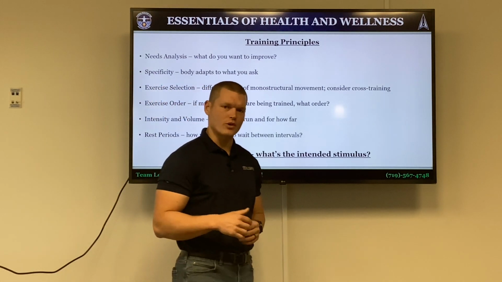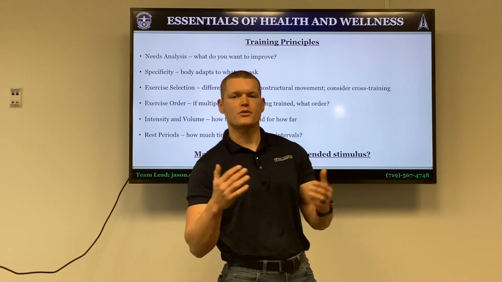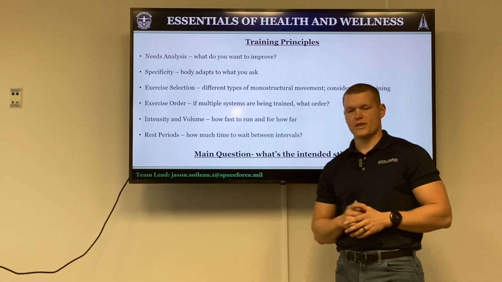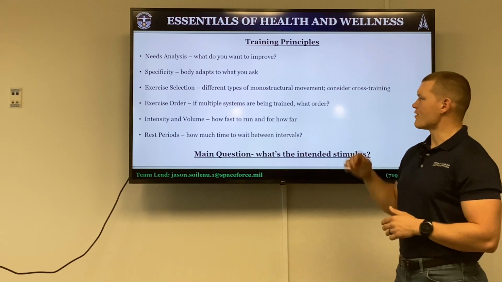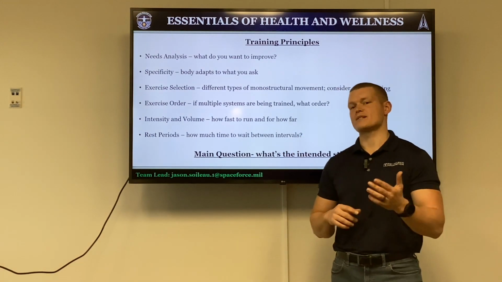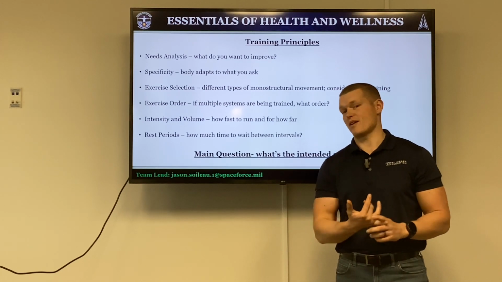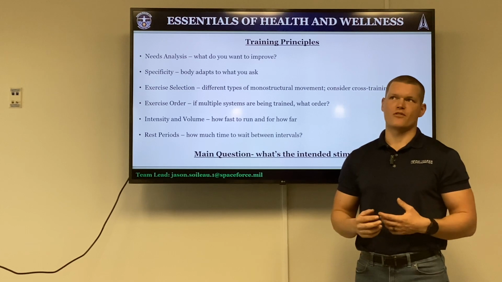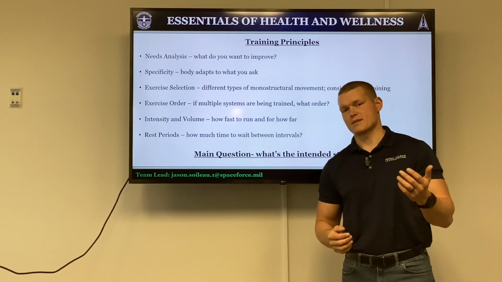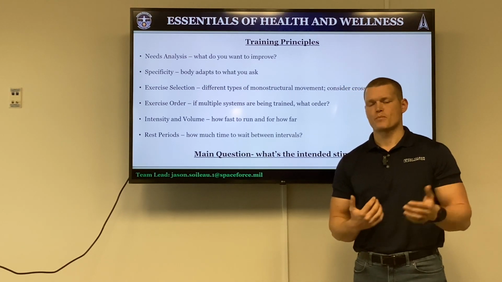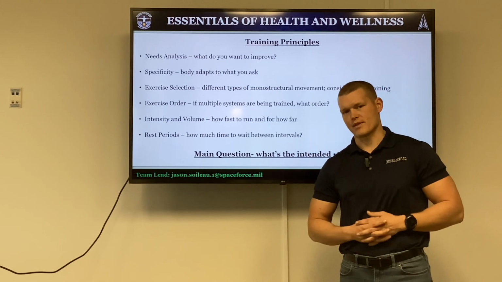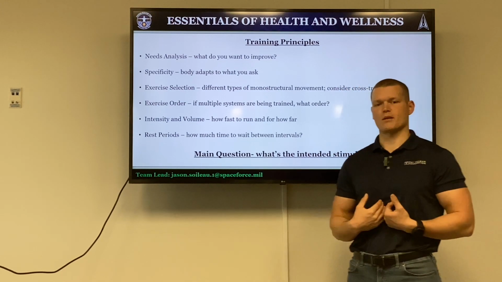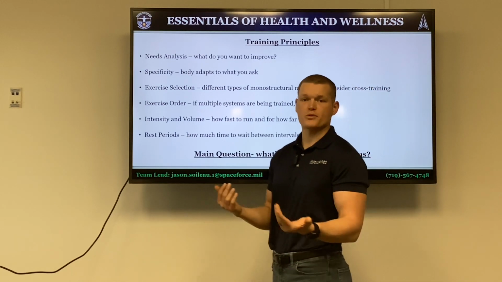Our next one then is exercise order. For our exercise order, again, we need to understand how to structure exercises within a training session or within a training block, right? So if multiple systems are being trained, let's say I want to get better at not only being fast at a 1 mile run, but I also want to be good because I'm training for my physical fitness assessment, which is 1.5 miles of running, and then I'm also training for my first half marathon. Well, those are different types of training systems, right?